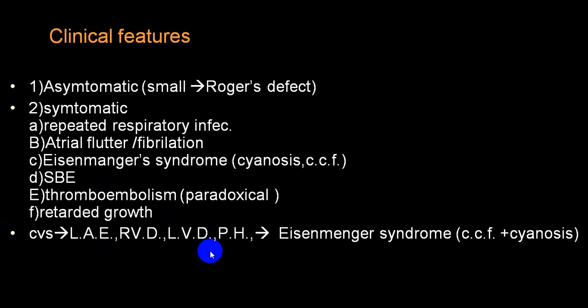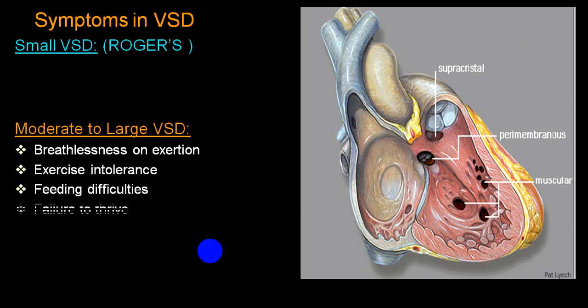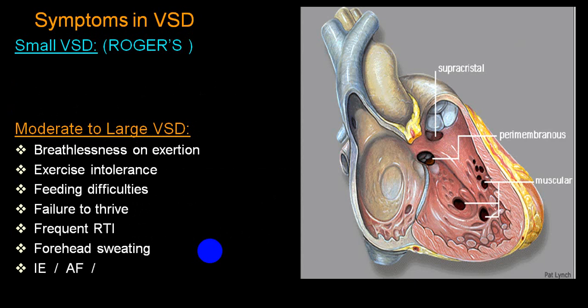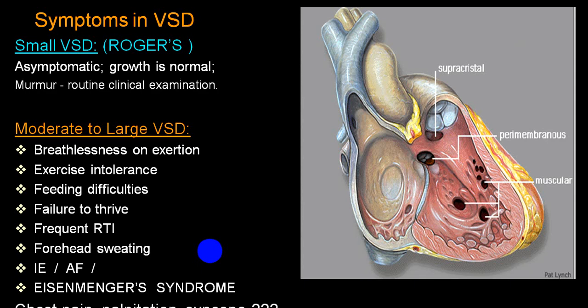On cardiovascular system examination, LA and LV are dilated plus hypertrophied, then pulmonary hypertension, then RVH, and later on you will get signs and symptoms of congestive cardiac failure with reversal of the shunt. So in Eisenmenger syndrome, you will have a reversal of the shunt. In a small VSD, it is usually asymptomatic, while a moderate one will have SOB, exercise intolerance, feeding difficulty, failure to thrive, frequent recurrent respiratory tract infection, forehead sweating, infective endocarditis, atrial flutter, fibrillation, Eisenmenger syndrome, chest pain, palpitations, and syncopal episodes, which are quite common.